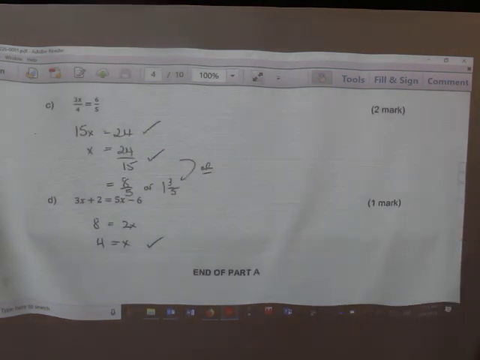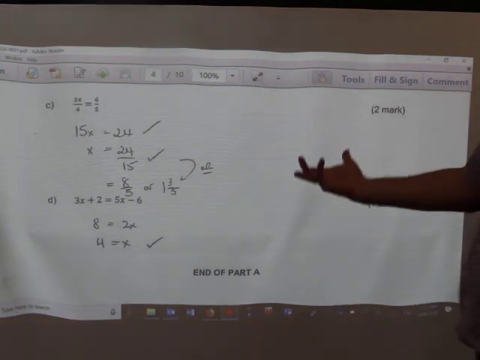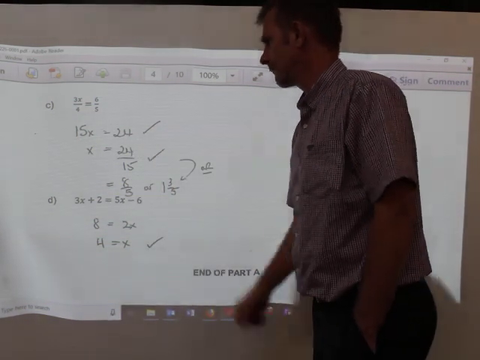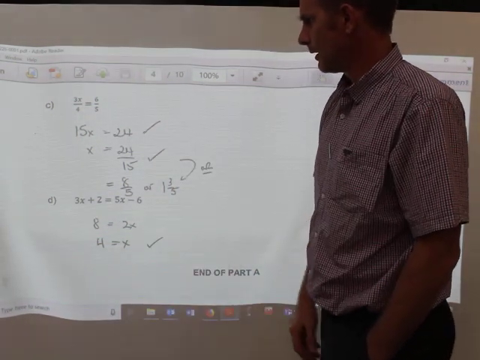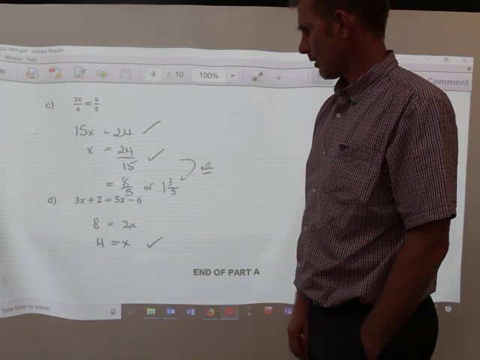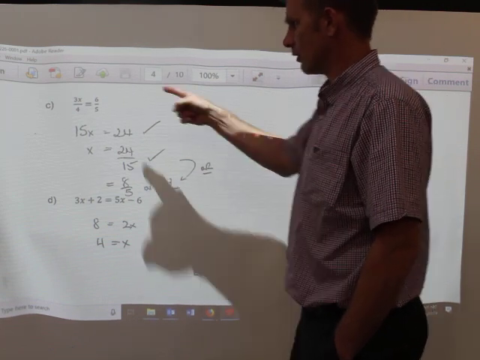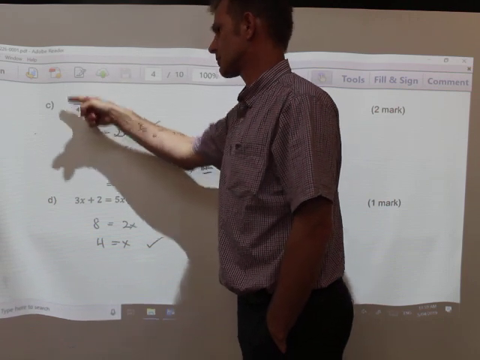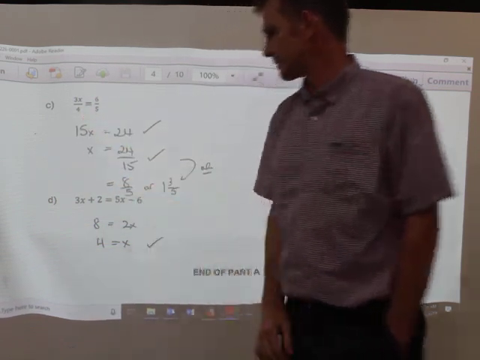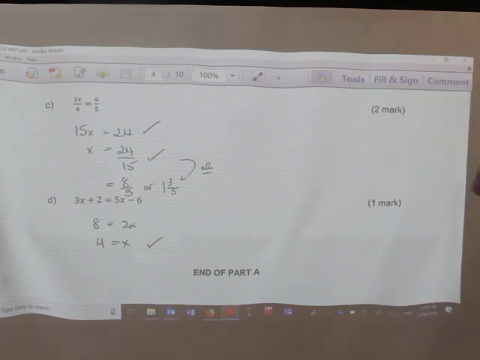This one just brought in a few fractions. A couple of different answers. I would have accepted 24 over 15. I didn't ask it to be simplified. 8 over 5 is the same. 1 and 3 over 5, either are good. The point of this question for me was, can you manipulate this fraction and get it to solve? Not so much how you answered it. So the answer wasn't real important.